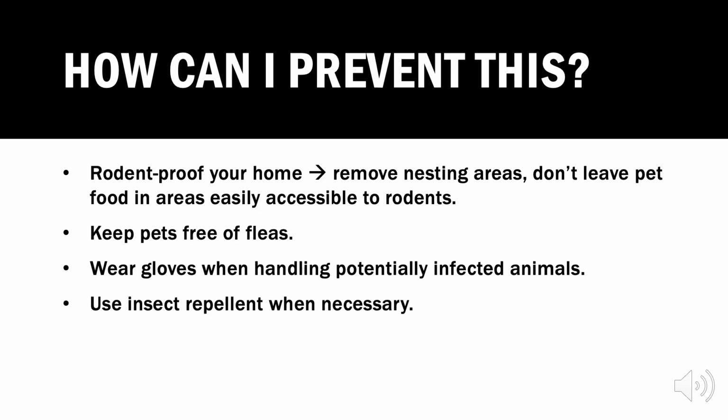So preventing this is usually and typically just hygiene and being very cleanly. So in your house, you want to have rodent proof. You want to leave that pet food on higher areas. You don't want to have dirt in the corners. You want to keep your pets free and clear of fleas, so visiting the vet, wearing gloves, and using insect repellent when necessary.